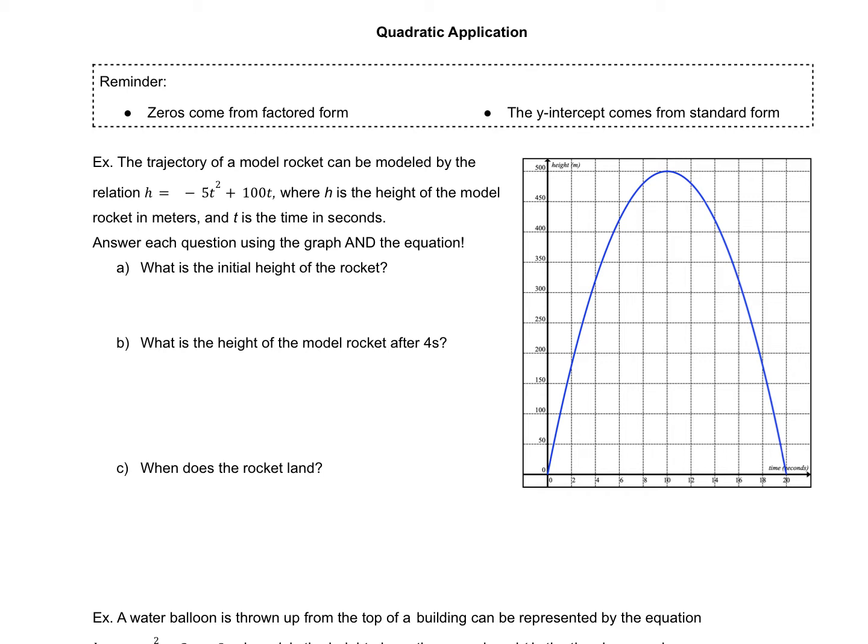The trajectory of a model rocket can be modeled by the relation h equals -5t squared plus 100t, where h is the height of the model rocket in meters and t is the time in seconds. We're going to answer each of these questions using the graph and then also relating it to the equation, because the goal of this lesson is to be able to answer various types of questions without the graph. So let's start with the first one.